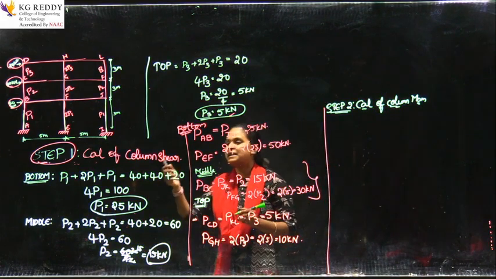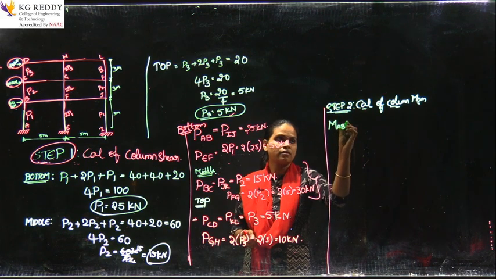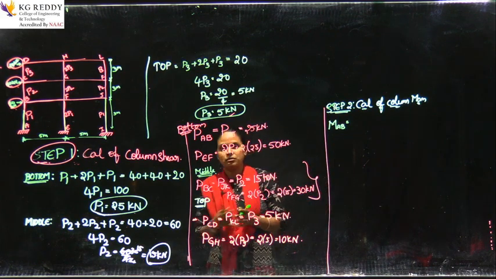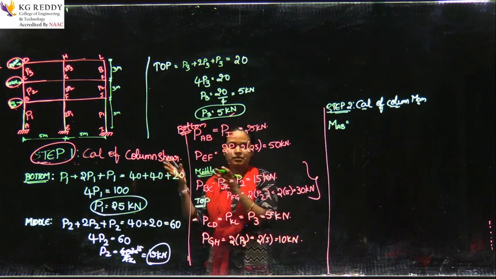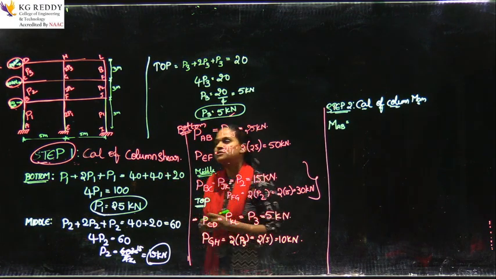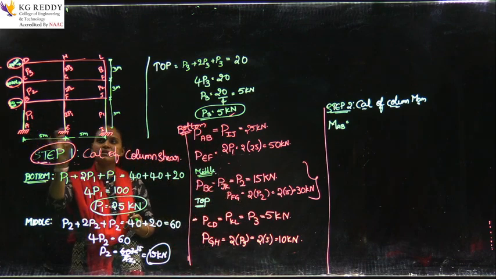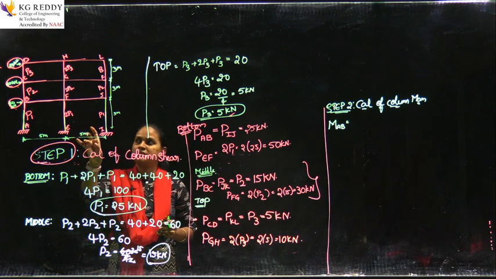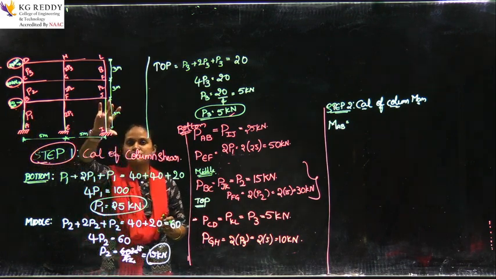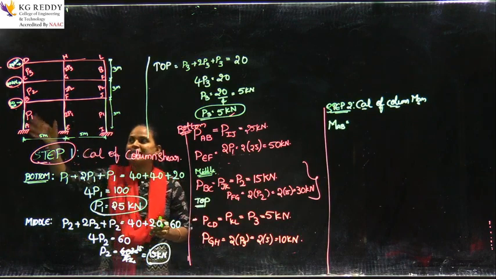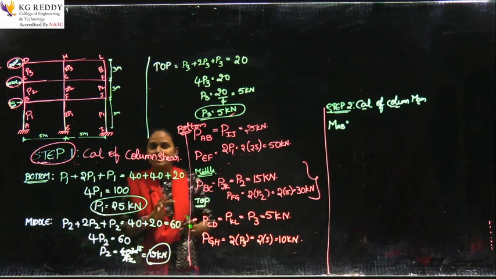Next, moment at AB. You all know the formula WL by 2. So in the same way, we will be calculating moments at each and every point of the member. As you can see here, the distance from A to E is 5 meters, and from E to I is also 5 meters, and from A to B it is 3 meters, and from I to J is also 3 meters. So the moments acting at AB and IJ are the same. So we can calculate that at a time.